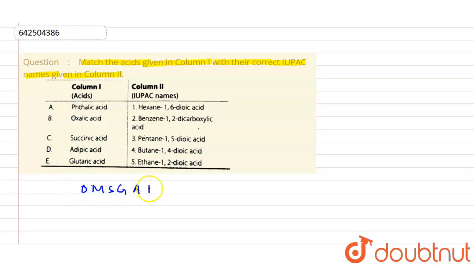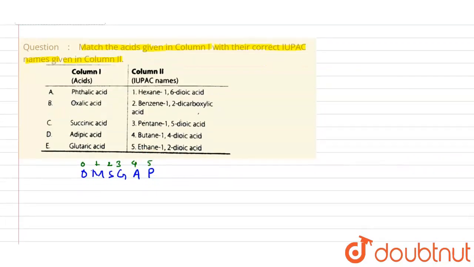OMSGAP means, in OMSGAP, the first is oxalic acid, second is malonic acid, third is succinic acid, as we can see here: oxalic, succinic. After that, G is glutaric acid, A is adipic acid, and P is pimelic acid, but that is not given here, and phthalic acid is a different acid. All of these are dicarboxylic acids, and between the two carboxylic groups, here 0 carbon will be there, here 1 carbon, here 2 carbon, here 3 carbon, 4 carbon and 5 carbon. Now let me explain one by one.